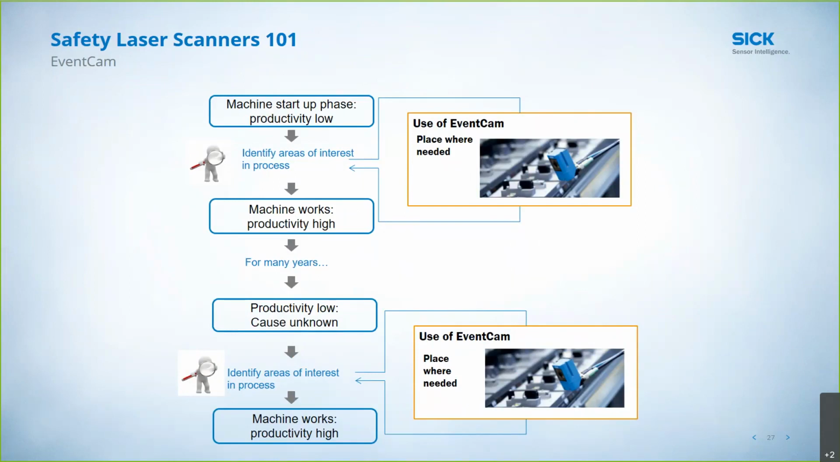And then after that's done, we see that the machine is now working. We have high productivity, high throughput for many, many years. And then all of a sudden, one day, our production drops. We no longer have that high productivity. So again, we can introduce the event cam, identify those areas of interest and areas of need, address those things, and then get the machine back up and running to the level that we want it to be.